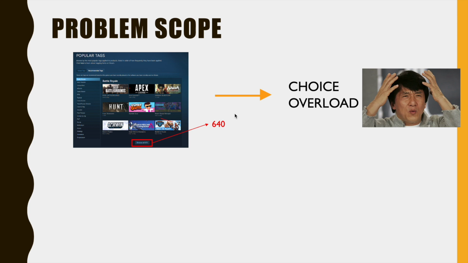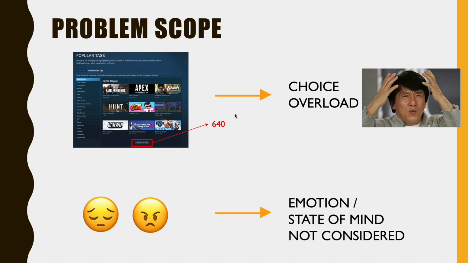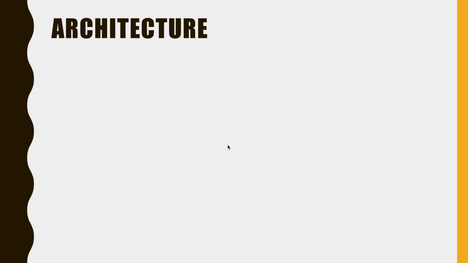Not only that, consider Jackie is sad or angry. Steam's recommendation remains the same. Steam doesn't consider the current mood or emotional state of Jackie. These are two major problems we are targeting to solve in our project. To tackle these problems, we have built a hybrid game recommendation system incorporating the current mood of the gamer.